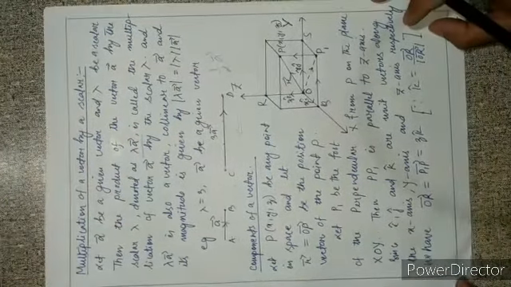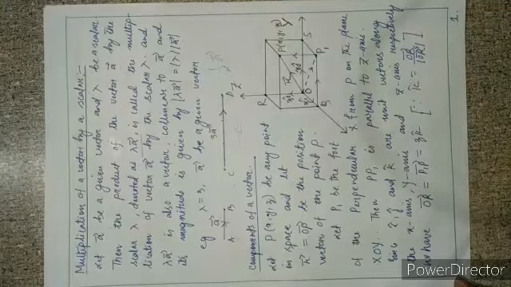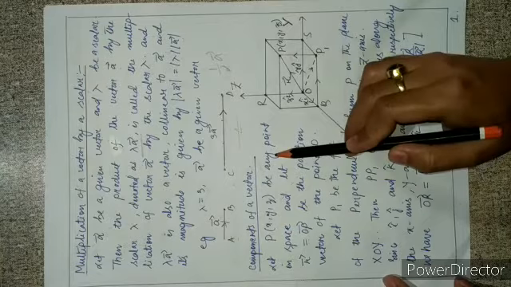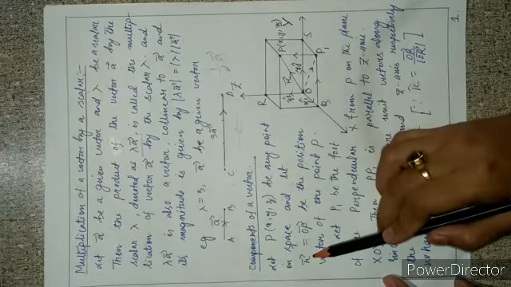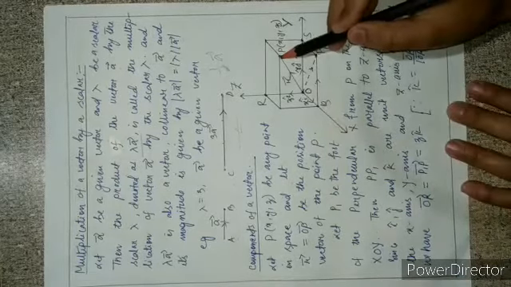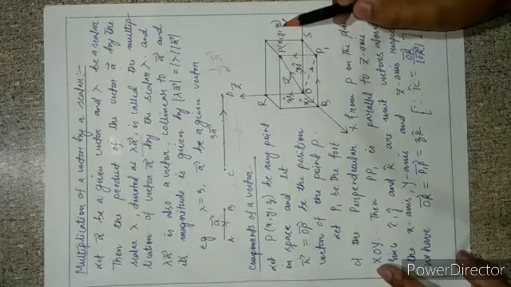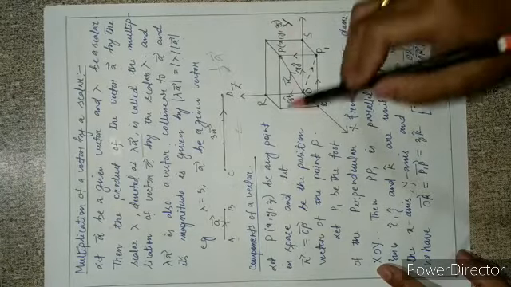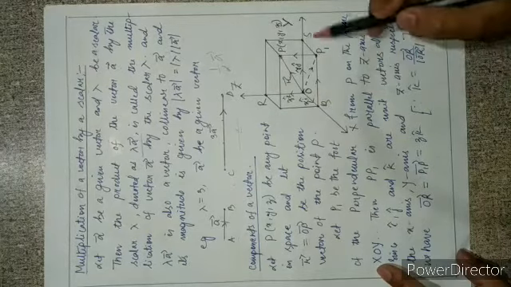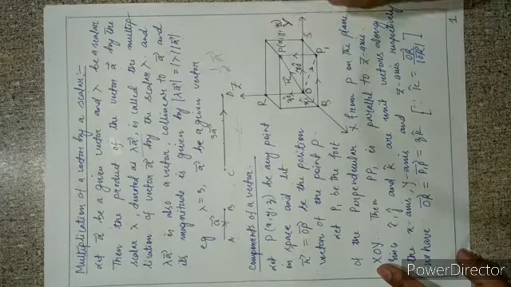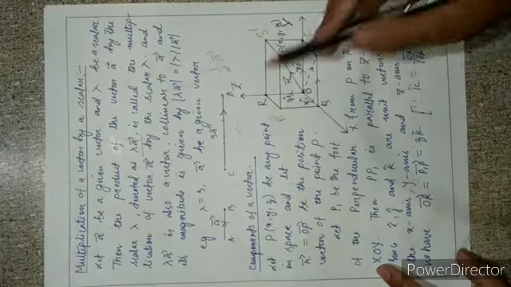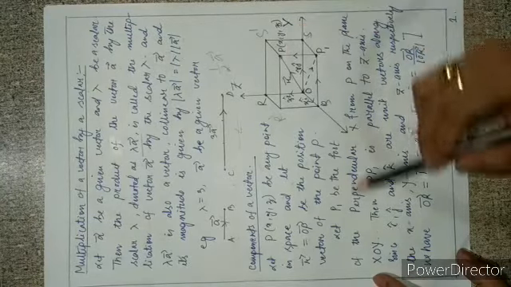Next topic, components of a vector. Let capital P, with coordinates x, y, z, be any point in the space, and let r vector or OP vector be the position vector of the point P. First the point P with its coordinates x, y, z, then complete a parallelepiped.